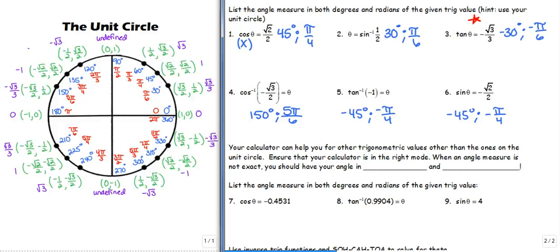Tangent, we want what theta is going to give us a tangent value of a negative 1. It has to be quadrant 1 or 4. Therefore, that is 315 degrees, but we need a negative angle measure, so it's a negative 45 degrees and a negative pi over 4. We want sine of a negative root 2 over 2.